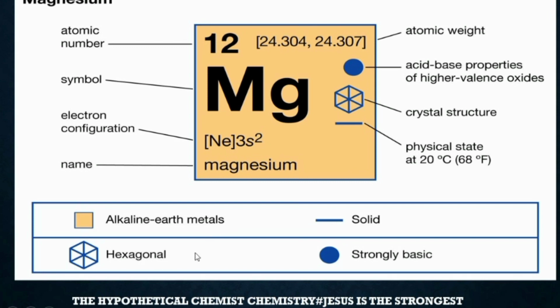Hexagonal shape. Then it is part of the alkaline earth metals. On the periodic table, we have the alkali metals, the alkaline earth metals, the halogens, the inert gases. And magnesium happens to be an alkaline earth metal. And it is solid, that is the physical state. It is solid at 25 degrees Celsius or 68 degrees Fahrenheit.